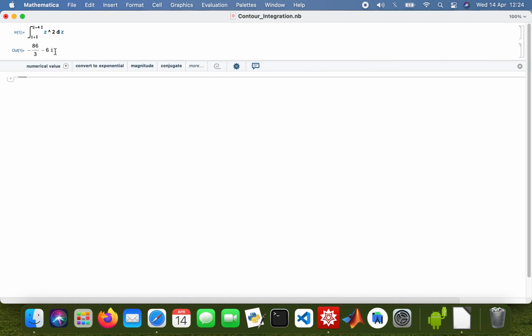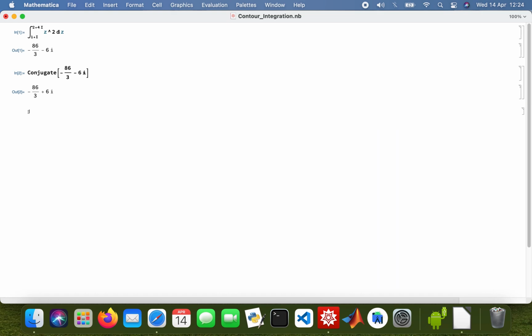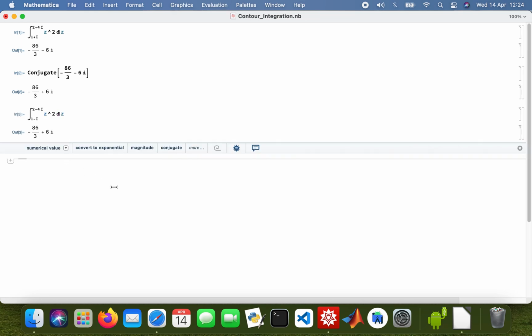Okay, so that's our answer there. And then the conjugate of that will just change that to a positive 6i. So that's the conjugate to that. And then I can also do the same, I could do another function, using the conjugate to get the conjugate of that. So the lower limit will be 1 minus i, and then my upper limit will be 2 minus 4i. Okay, so the answer there is the conjugate to that.